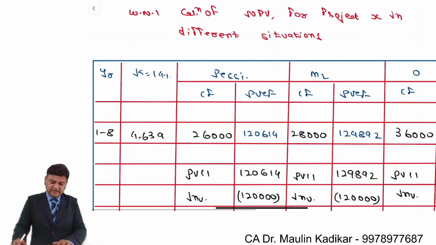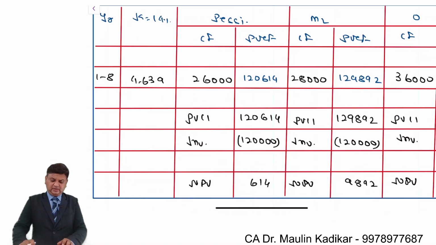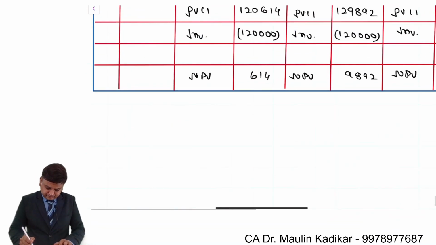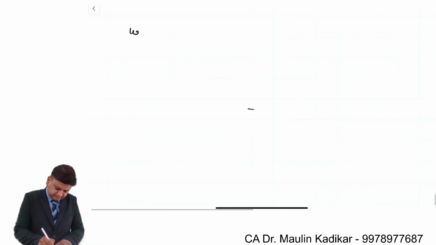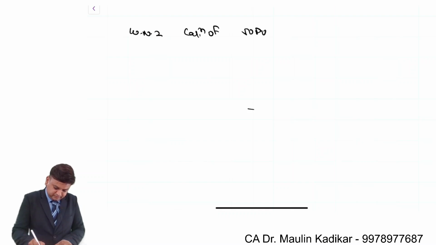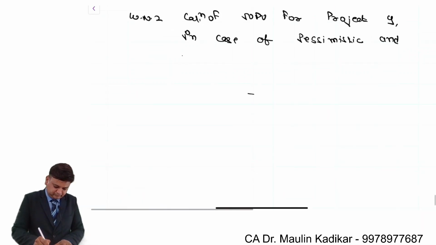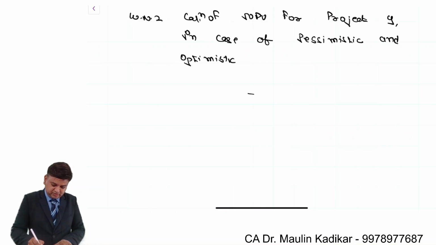We'll do similar working for Y. Most likely is not required to be done. We'll do pessimistic and optimistic. So working note number 2. Calculation of NPV for project Y, in case of pessimistic and optimistic situation.